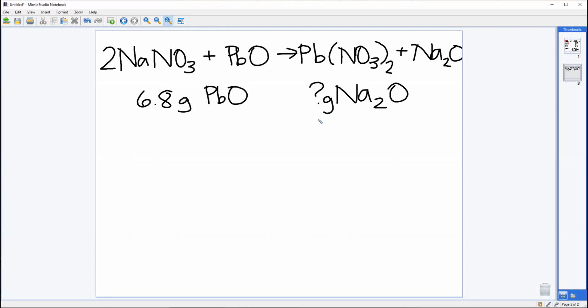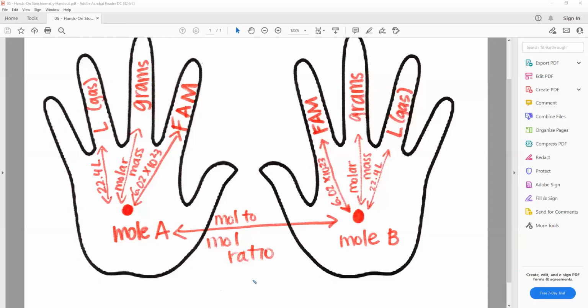Now, if you refer to the hands-on stoichiometry handout that's in the course, you see hands, and you see that your moles are in the palms of the hands, and then grams, liters, and the FAM, formula units, atoms, and molecules are on the fingers. So basically what that means is you can't go from fingertip to fingertip without touching the palm first. So let me bring that up and I will show you what I mean.